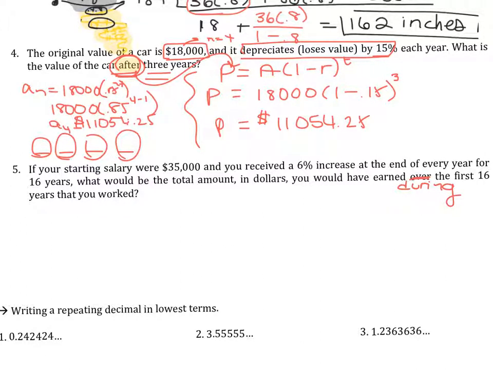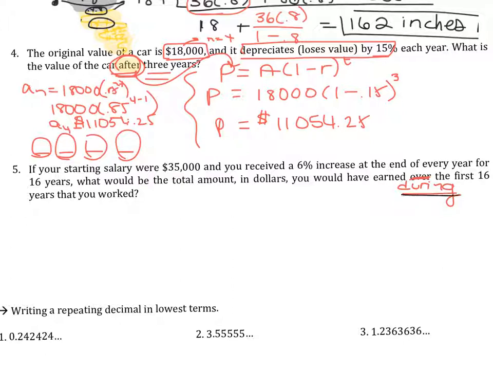So it says, if your starting salary were $35,000 and you received a 6% increase at the end of every year for 16 years, what would be the total amount in dollars you have earned during the first 16 years you have worked? So because it's talking about during, and it's not after, it doesn't equal 16 yet. So it really would be 16 minus 1, only 15 years have occurred.